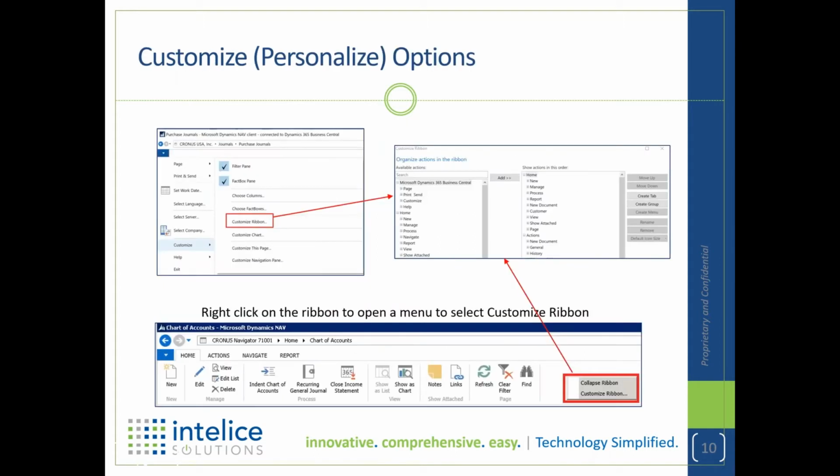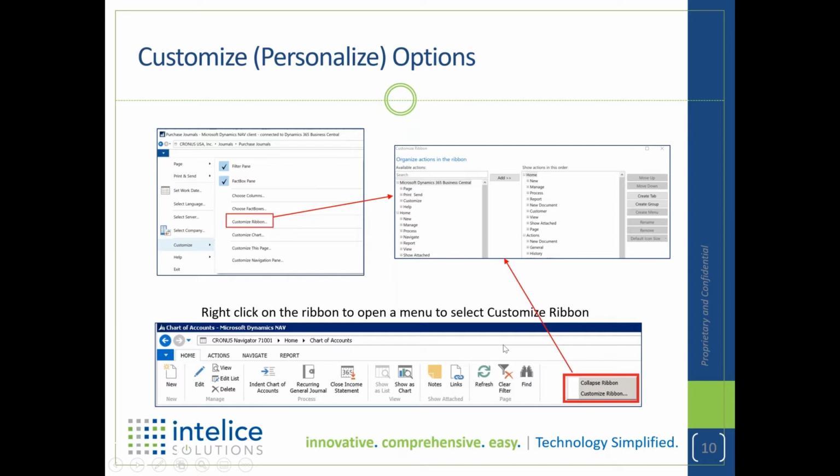So in personalizing your ribbon, there's a couple different ways to get there to do that task as well. So when on a list or on a page, you can always go to your NAV application menu, which is that little dark blue box that's in the top left corner of a list or a page. Then you would go to customize and select customize the ribbon, and this box will open up.